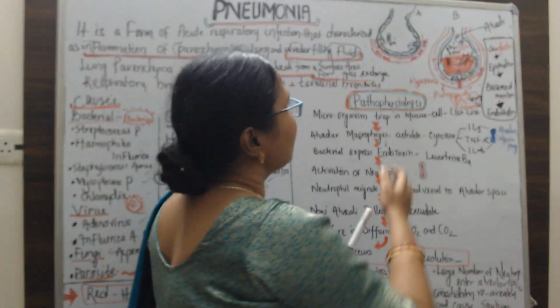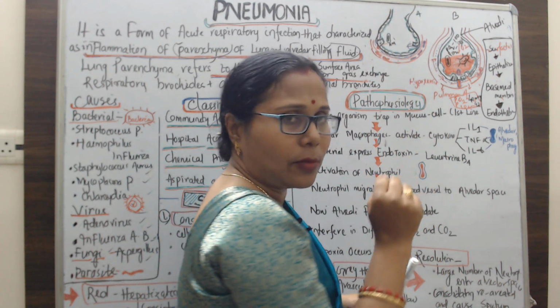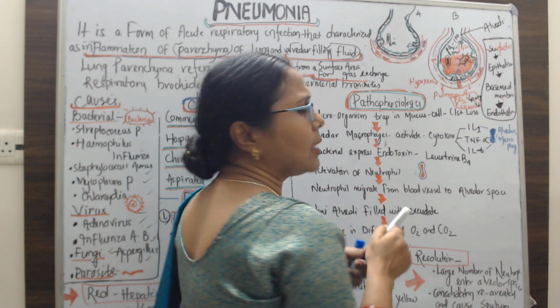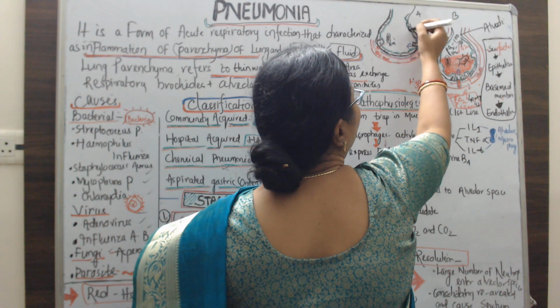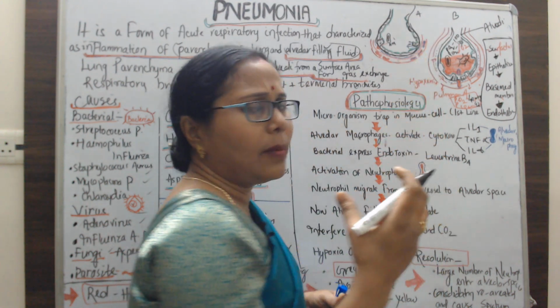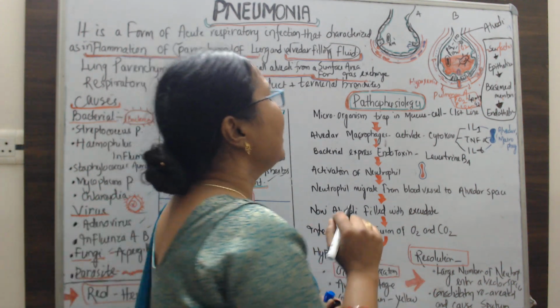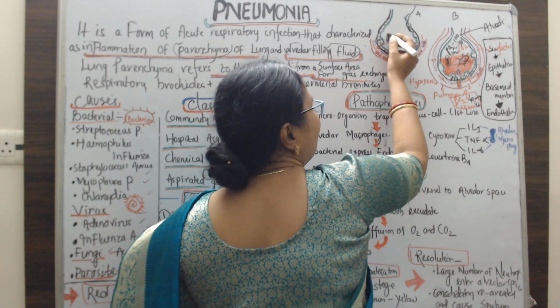So this is the picture of the alveoli. In the alveoli there are two types of cells. This is the type 1 cell, the pneumocyte, and this is the type 2 cell. Type 2 cells secrete surfactant, which prevents the alveoli from collapsing, as we discussed in the earlier class. Alveolar macrophages are also present.